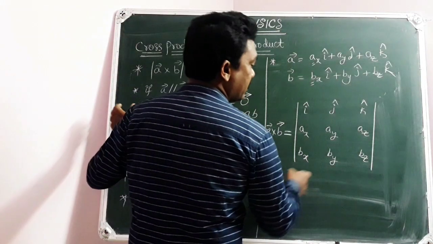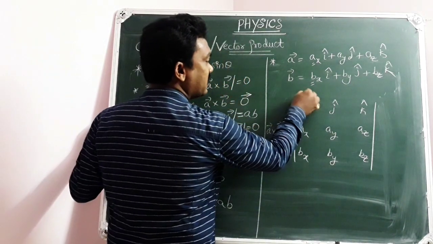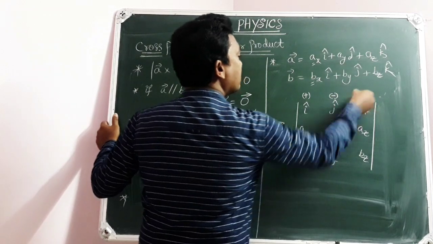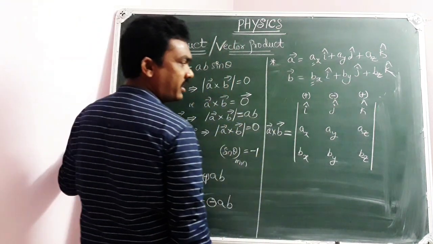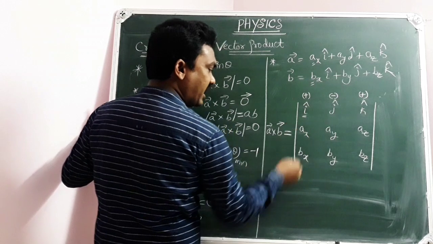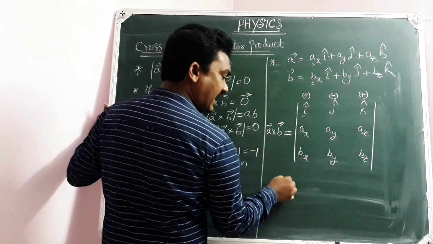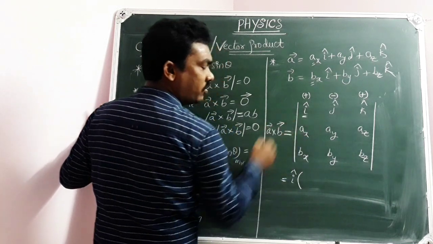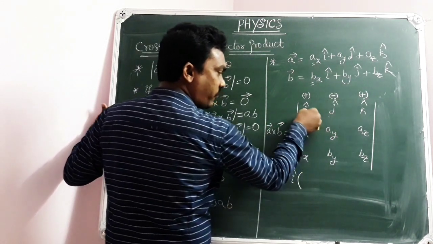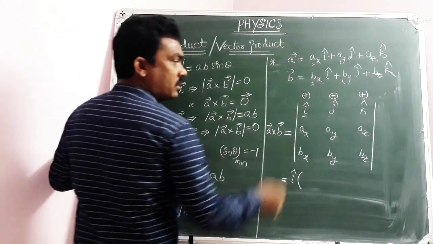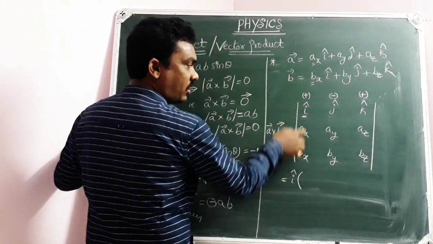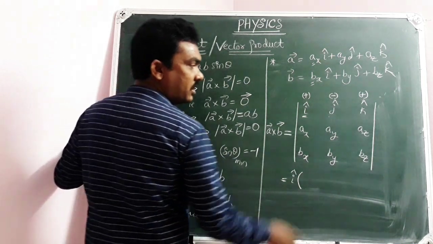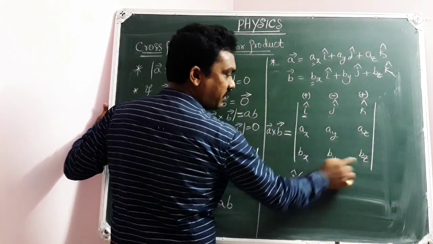Just before calculating this, keep here it is plus, here it is minus, and here it is plus. Simply we apply just like the unitary method. So first, I cap is in the first row and first column. So leave the first row and first column in which I cap is present. Then you will have a 2 by 2 arrangement: AY, AZ, BY, BZ.